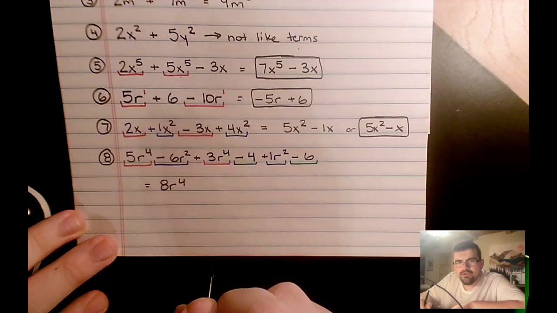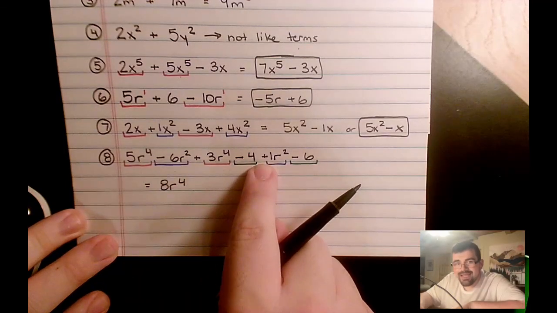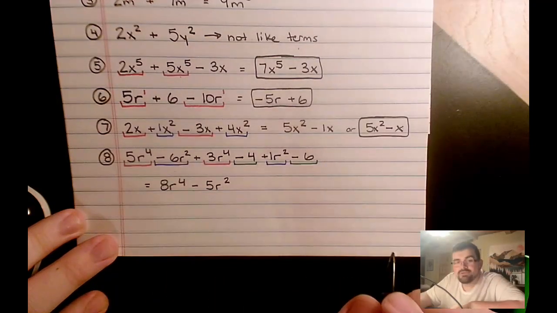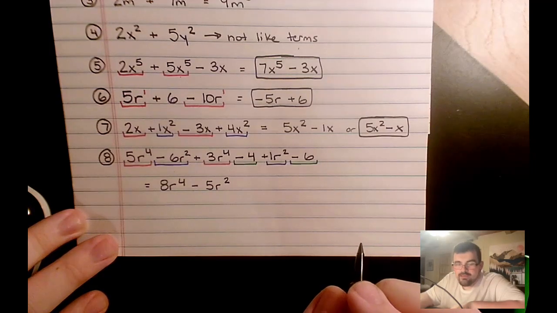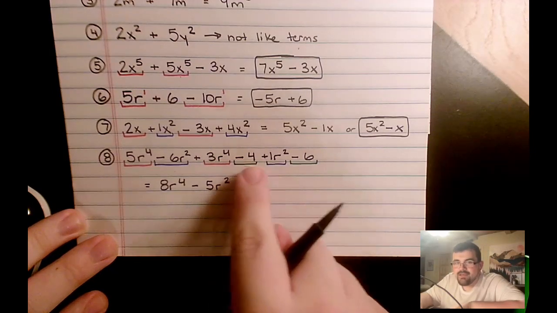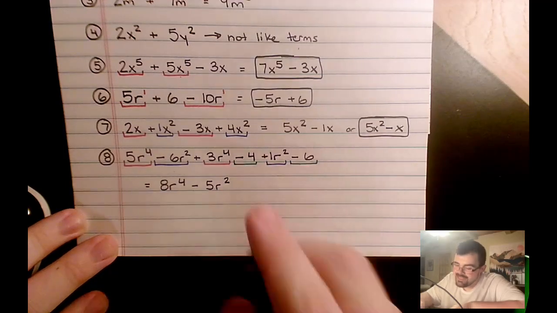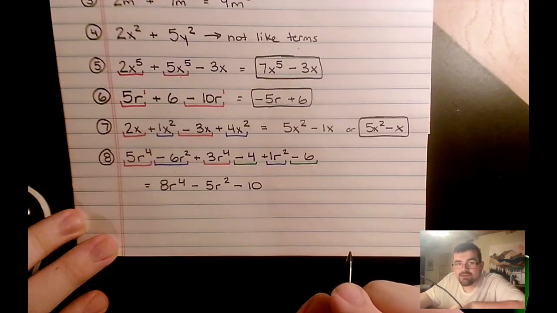After that, I don't have any r to the thirds, so I'll skip down to the r to the seconds, or r squareds. Negative 6 and positive 1 are going to add to negative 5. So negative 5r squared comes next. And then I've got -4 and -6. Well, if I'm $4 in debt and then I get another $6 of debt, -4 and -6 are going to add to -10. So the answer is 8r to the 4th minus 5r squared minus 10.